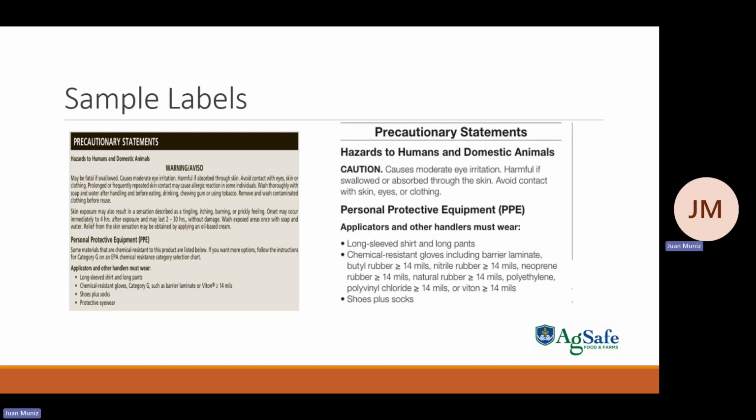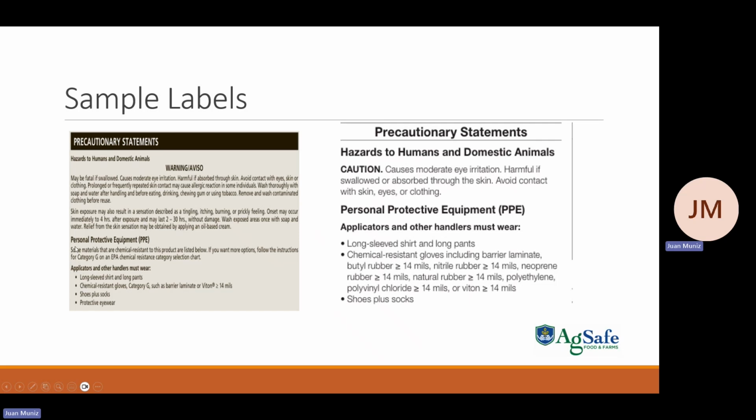Here are some sample labels so that we could see the way PPE is listed on these labels. The one on your left is Warrior 2. The one on your right is taken from Prowl H2O labels, and these are commonly used products in the almond industry. You see the precautionary statement. Right below it, again, you'll see the hazards to humans and domestic animals. So we would make sure that we look through all that.